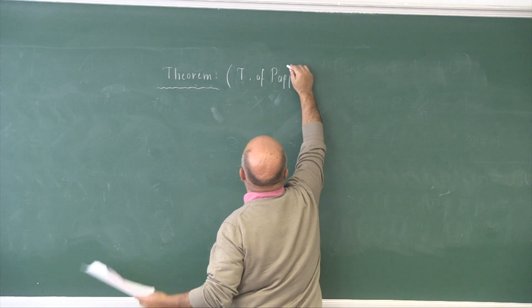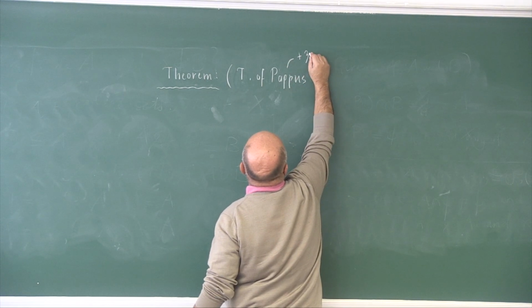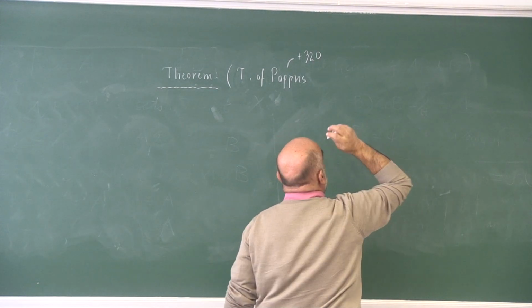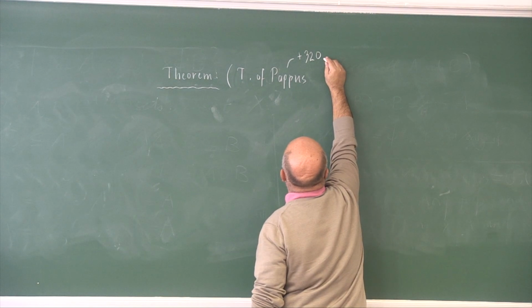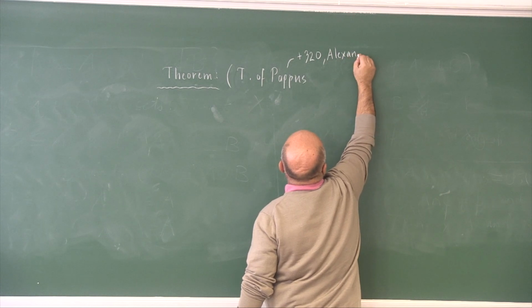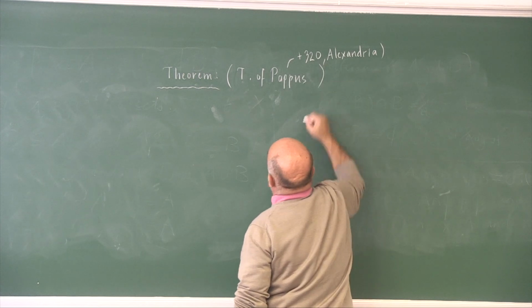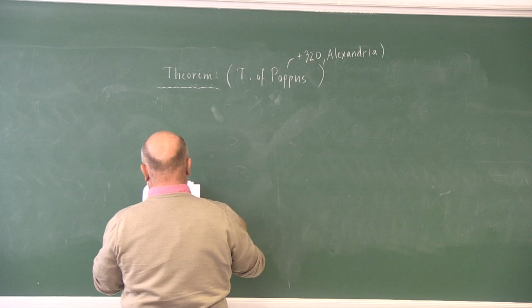Pappus is a Greek mathematician who lived sometime around the 320th year of our time reckoning in Alexandria. Iskanderia, as we call it, Alexandria. Okay, Pappus. And the theorem he discovered is more or less this.